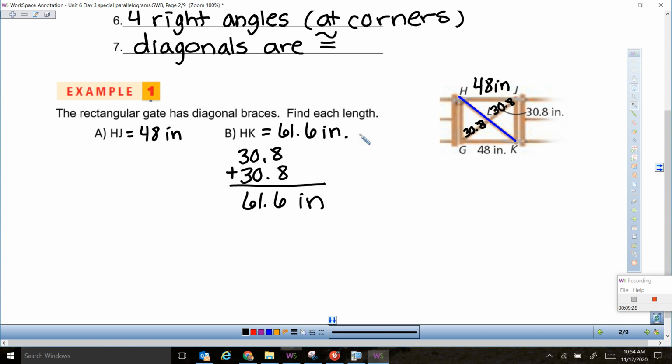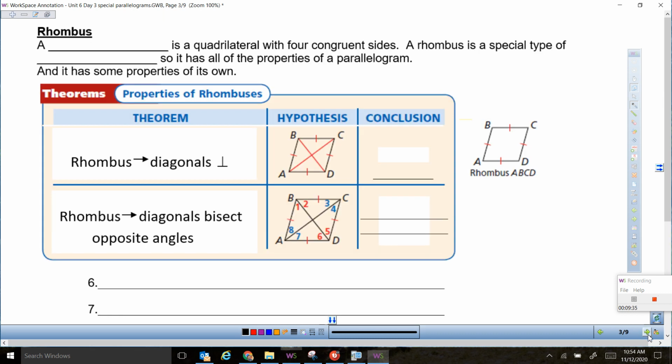Easy, right? Good. Okay, moving on to a rhombus. Remember, the plural form of a rhombus is rhombi. We don't say rhombuses. We say rhombus. Okay, so this would be a rhombus. Let me fix that.